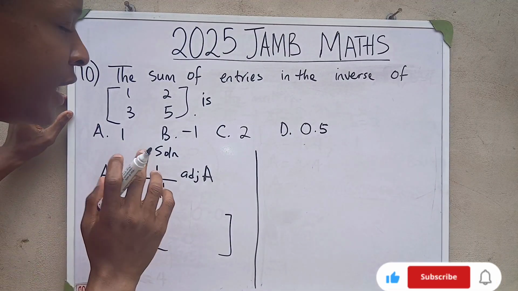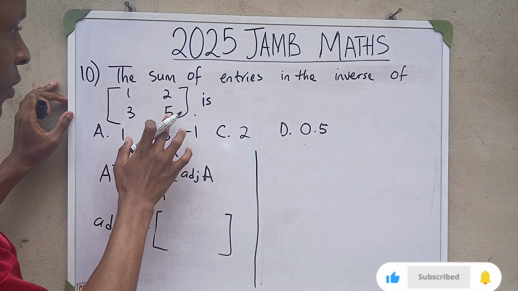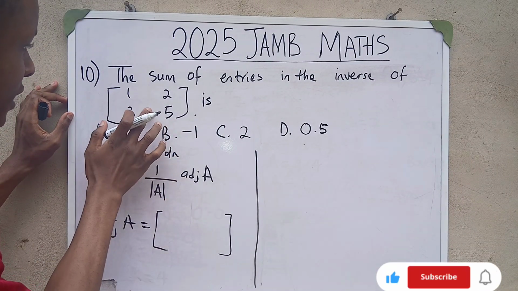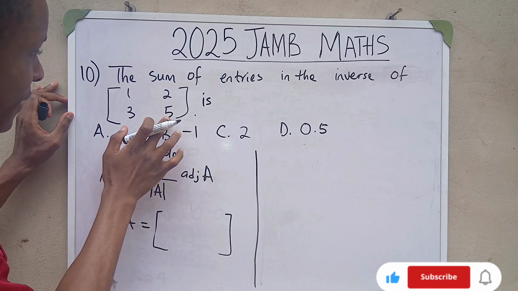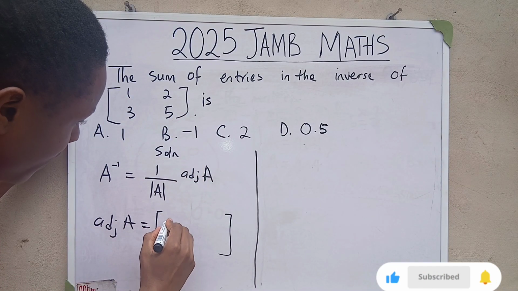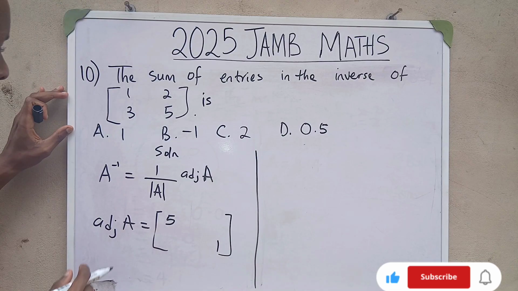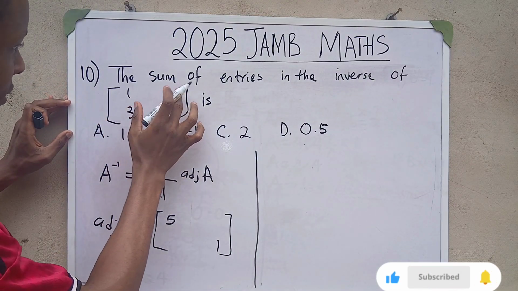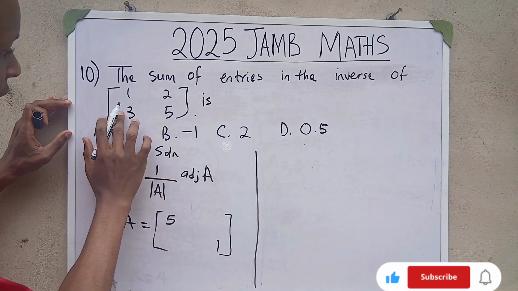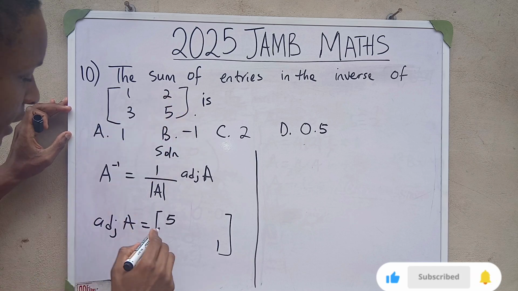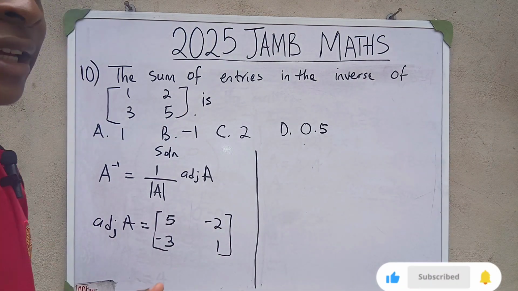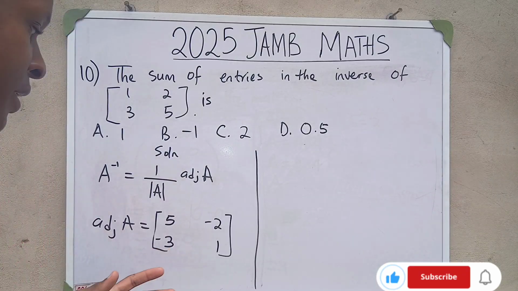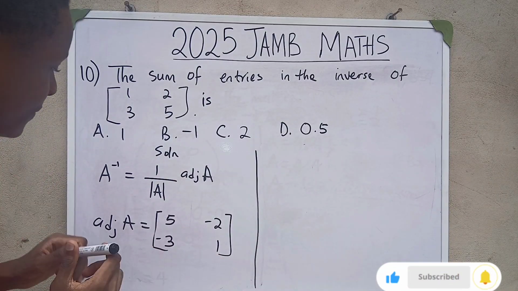for us to find the adjoint, we are going to interchange these values here. This 5 will go here and this 1 will come here. So we have 5, 1. Then for the values in this other diagonal, we are going to add negatives to both. So we have minus 3 and minus 2. So when finding the adjoint of a 2 by 2 matrix, this is how we find it.